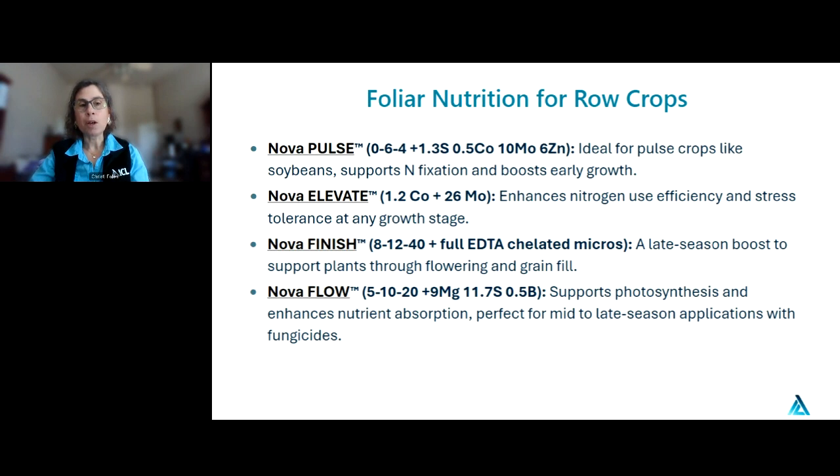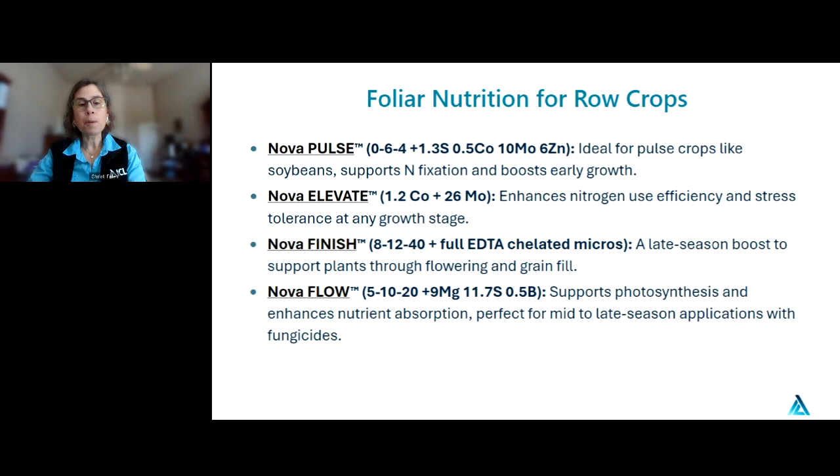So here you can see a cross section of the 4 of the different products. For your soybean crops, the Nova Pulse or Nova Elevate. The Pulse was designed for that nitrogen fixation and really boosting that. And then you have the Elevate, same thing. And then the Finish with its 40% potassium, but also the 8 nitrogen and the 12 on the phosphorus, as well as a full chelated micro package, is great to finish off the season and do your foliar applications. And then the Flow with its 5-10-20 plus the 9% magnesium and the sulfur and a little bit of boron that we talked about is a great combo.